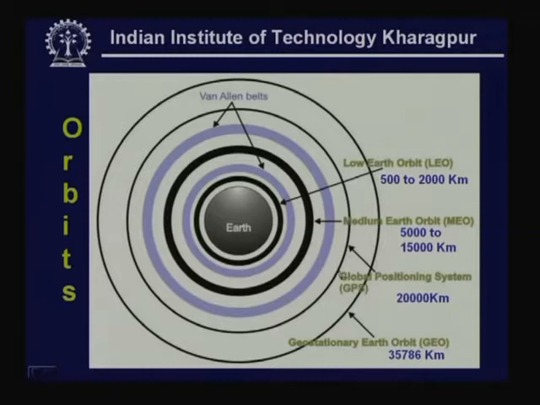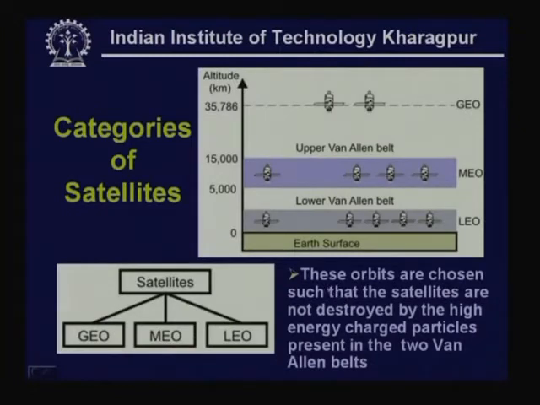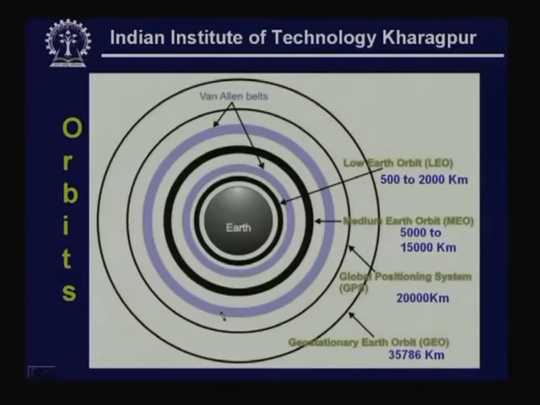However, there is another one in between MEO and the geostationary orbit: GPS, the global positioning system, is another constellation of satellites placed at a distance of 20,000 kilometers. So, obviously, it is above the second Van Allen belt, but much below the geostationary earth orbit, which is at a distance of about 35,800 kilometer. As I mentioned, these orbits are chosen such that the satellites are not destroyed by high energy charged particles present in the two Van Allen belts. So, we have broadly three types of orbits.